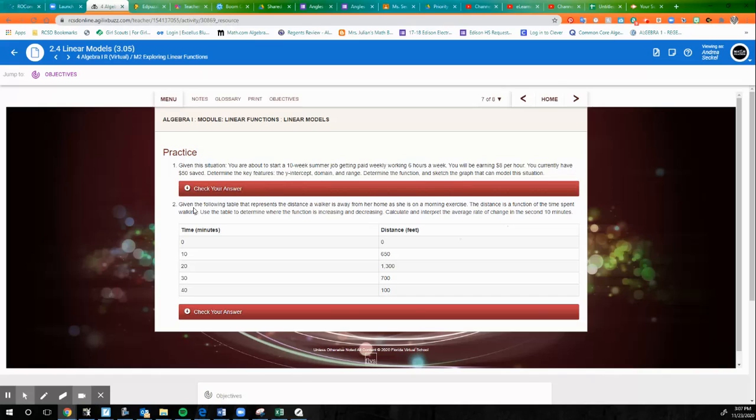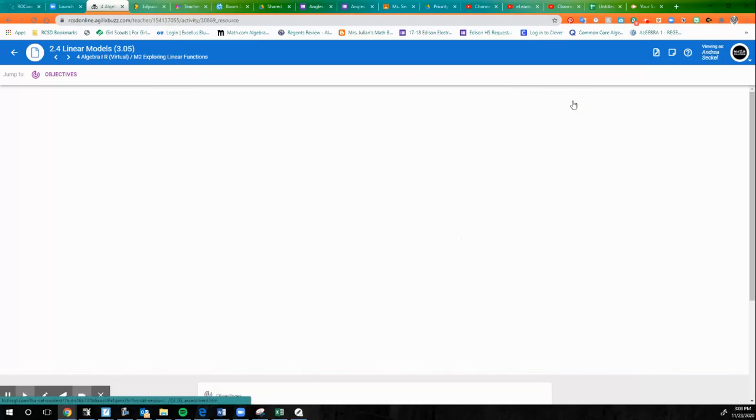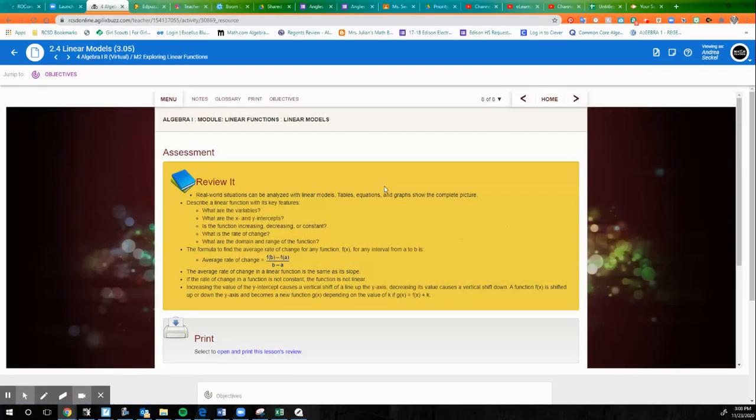Number 2, given the following table that represents the distance a walker is away from her home as she is on a morning exercise, the distance is a function of the time spent walking. Use the table to determine where the function is increasing and decreasing. Calculate and interpret the average rate of change. That's that y2 minus y1. Again, check your answers. Last page, as always, is a review.